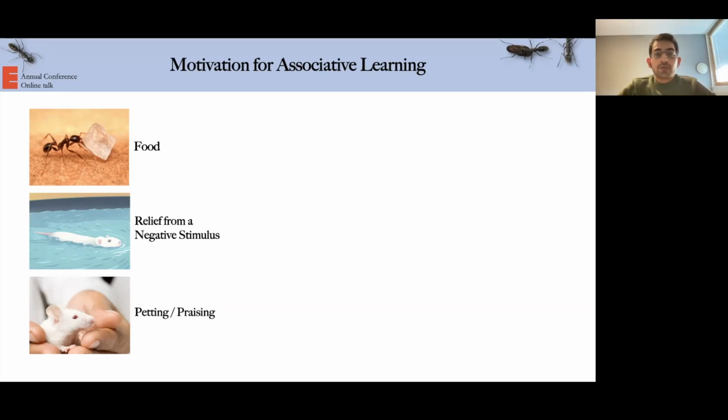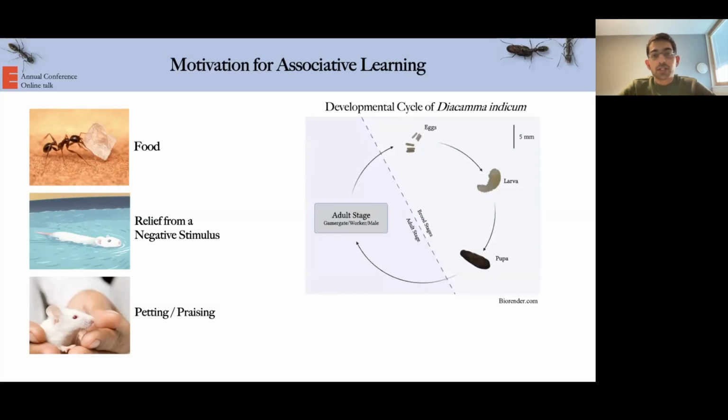Now, the life cycle of holometabolous insects like Diacamma indicum comprises 4 developmental stages: egg, larva, pupa, and adult. The first 3 stages are brood stages that ultimately give rise to the adults. Brood is a prized possession of insect colonies. It is a means to achieve reproductive fitness. Larvae can act as reserves of food in insect colonies by exuding nutritious fluid. It can also be cannibalized when food is scarce.